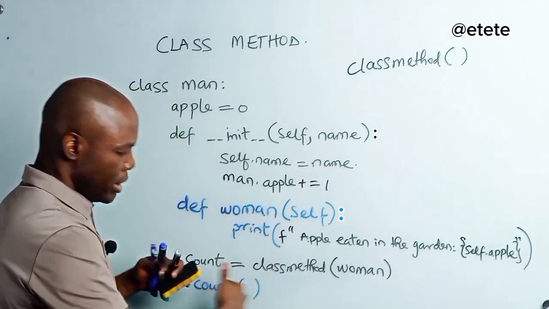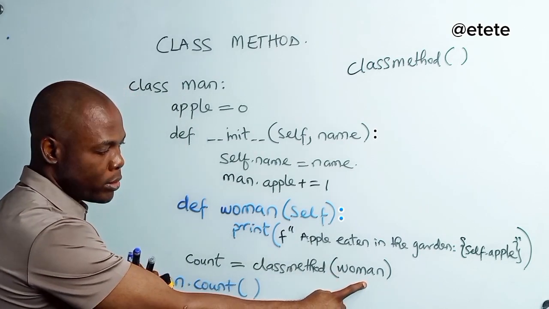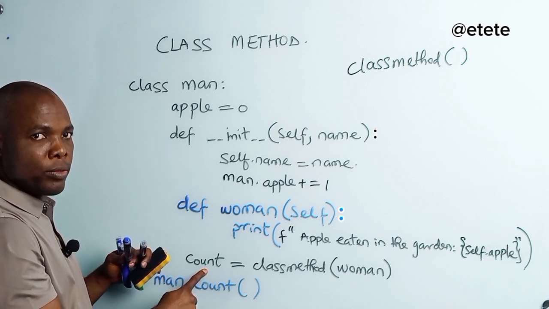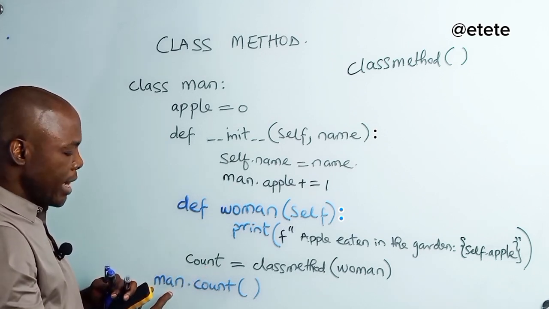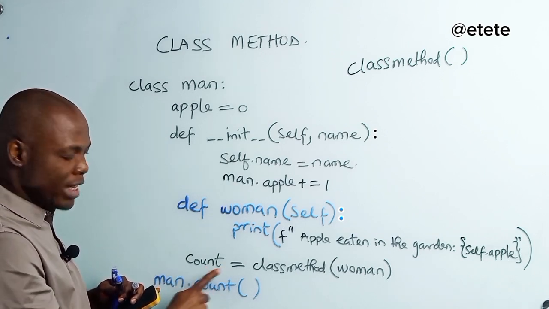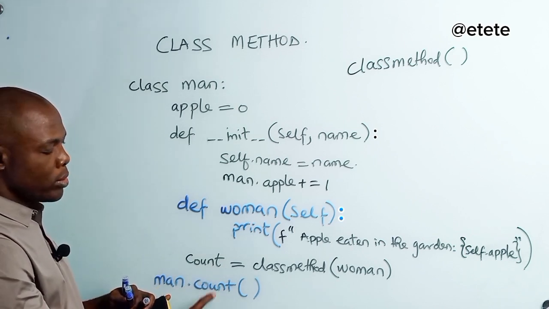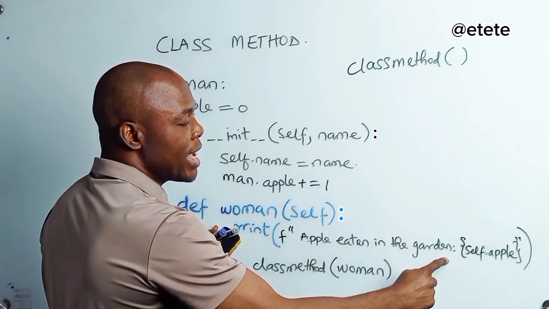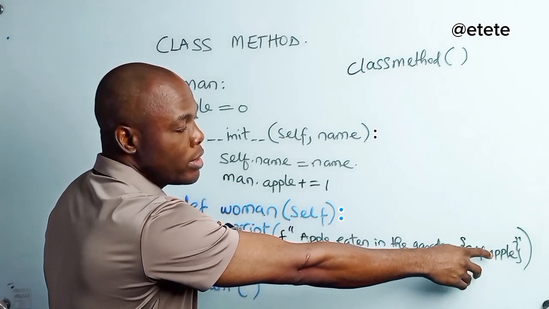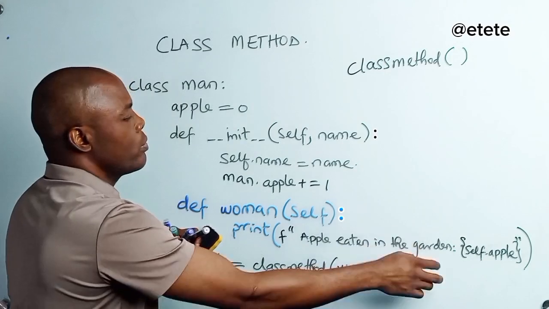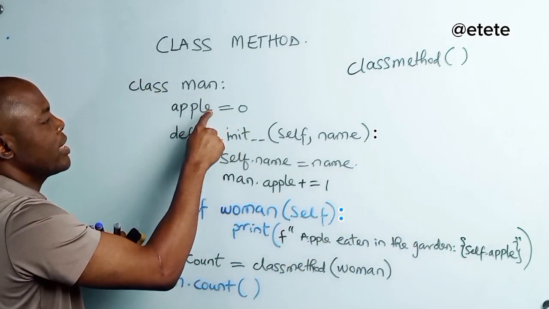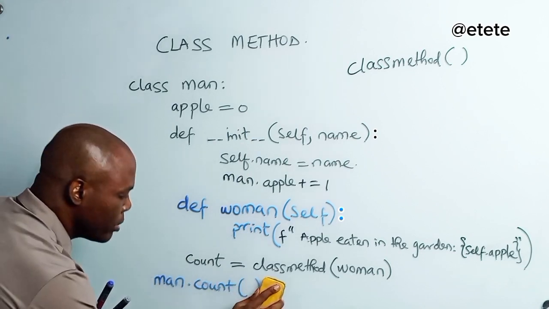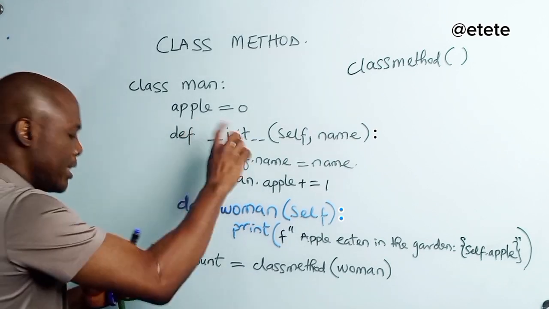So the input in this now is the woman instance method, which is given to this class method. This class method is now converted to this count, which is the count method. Now, I am calling this count method, which is a class method, through the class man.count. So this one will now go in here and then print out apple eaten in the garden is what? Is actually what? 0. Because self.apple, meaning this self.apple is going to access this apple and it's going to print out 0.